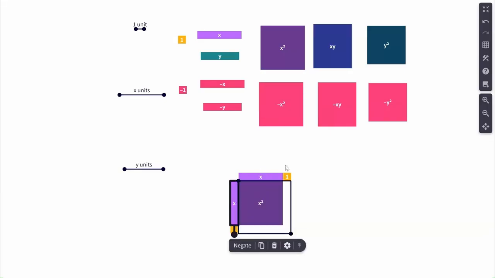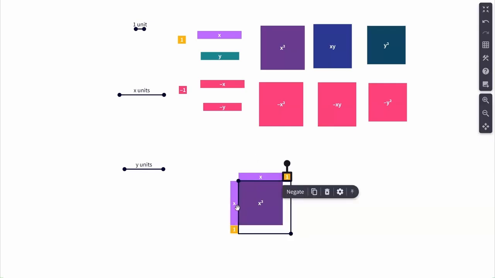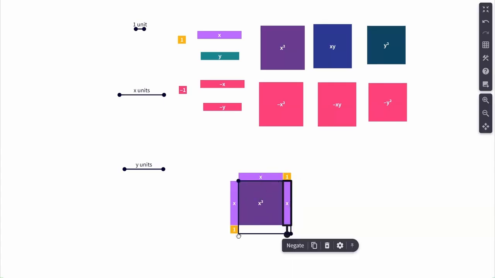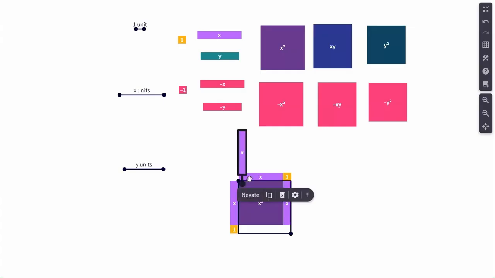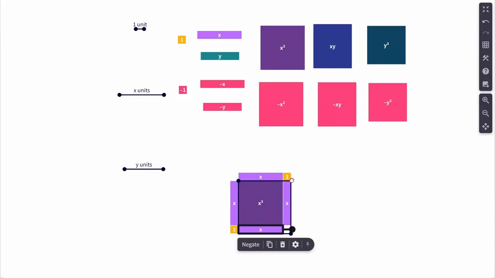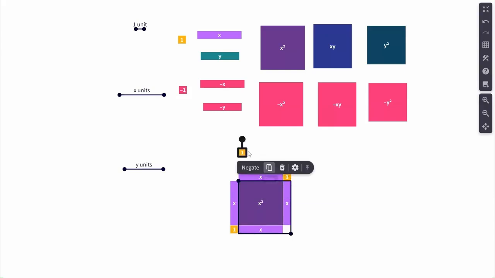We have an x times a 1, that's going to be another x. We have the across x times this one, that's going to be another x. In order to fit it in, we've got to turn it sideways, and then we have a 1 times a 1. And again, this is just that area model. We filled it in, so now we have this x plus 1 on one side times x plus 1 on the other side.